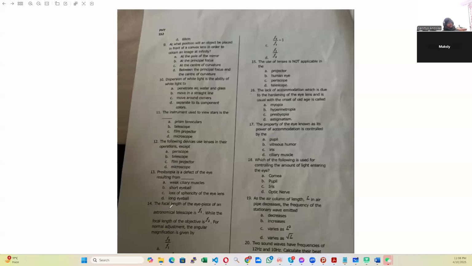Question number 14. The focal length of the eyepiece of an astronomical telescope is f1, while the focal length... I'm just going, mom. Let me wash my hand. Okay, I see.